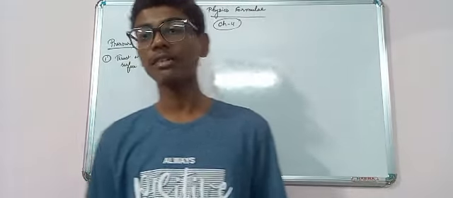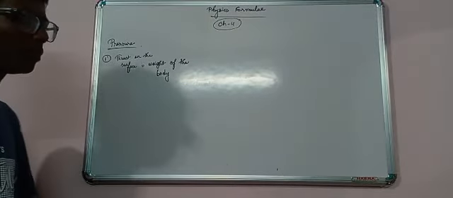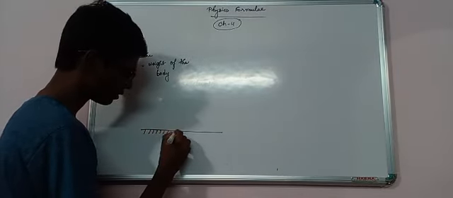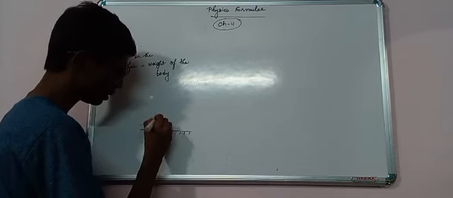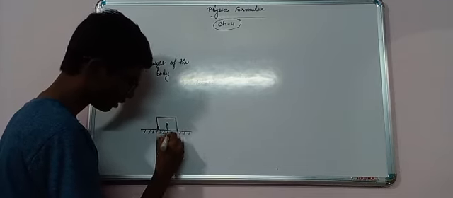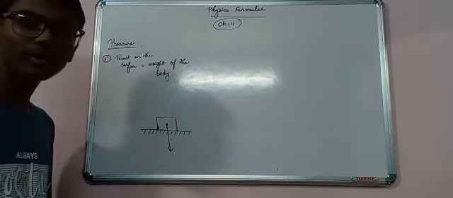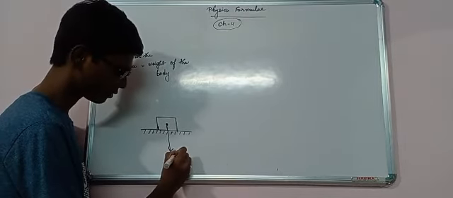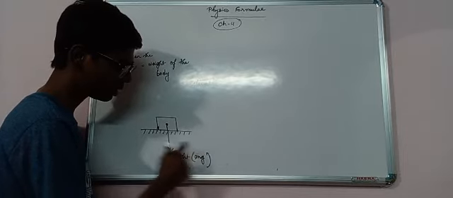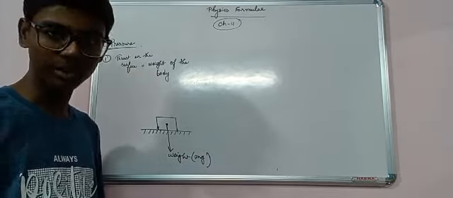So thrust on surface equals the weight of the body. I have to explain this. It's very simple. Suppose you have a surface and you kept a body on that surface, a box. Weight will pull it downward by its mg, that is, mass of the body times acceleration due to gravity.